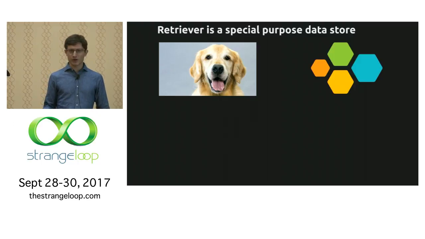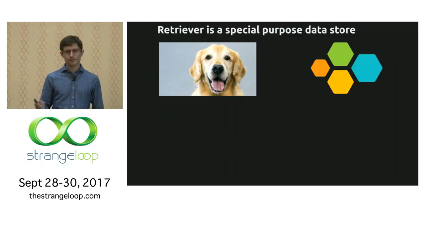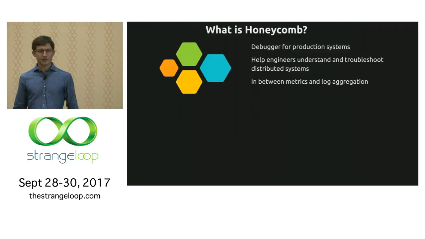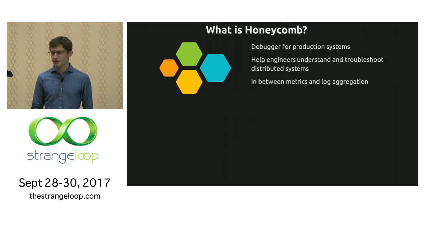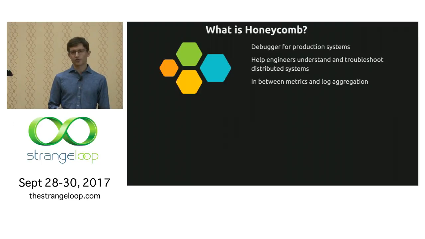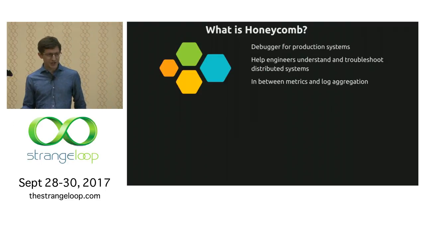And so to talk about Retriever, I have to explain a little bit about what Honeycomb does. Well, you can think of Honeycomb as a debugger for production systems. What does that mean? Well, we want to help engineers understand and troubleshoot distributed systems. As you might be aware, especially if you've been to any other talks at this conference, distributed systems can be kind of tricky beasts at sometimes. So Honeycomb sits in between sort of traditional metrics tools and traditional log aggregation tools.